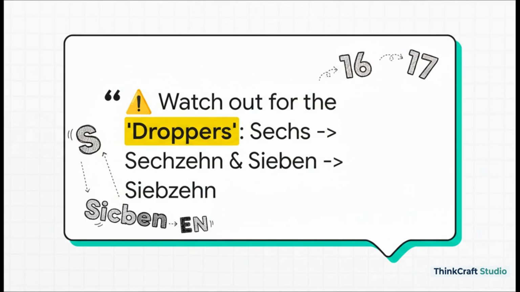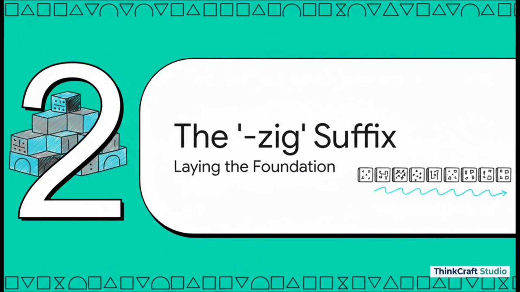Of course, language always has its little quirks, right? So for 16 and 17, you'll notice a few letters get dropped just to make the words flow a little better. Sechs becomes sechzehn for 16, it loses an S, and sieben becomes siebzehn for 17. It loses the N. Just 2 tiny exceptions to keep an eye on. All right, the teens are covered.